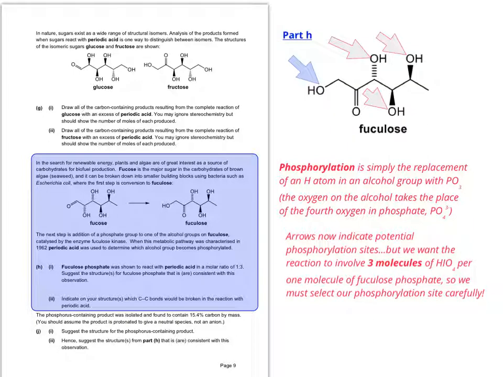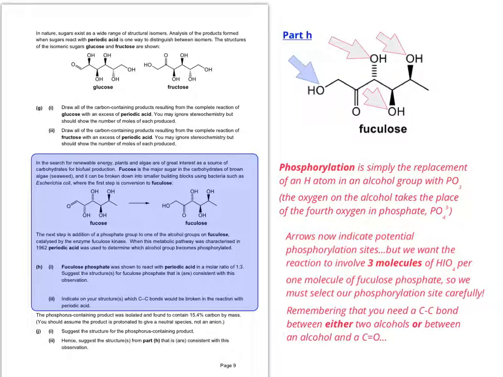The thing is, we need 3 molecules of HIO4 per single molecule of fuculose phosphate. So out of those 4 sites, we need to choose carefully where we put our phosphate group so that we still have the criteria for the HIO4 to oxidize the remaining parts of the molecule. The criteria for HIO4 to react is, first of all, a C single bond C between either 2 alcohols or between an alcohol and a C double bond O.